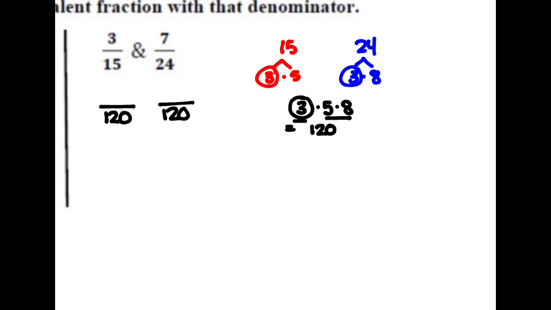So here we go. I'm looking at 15 first. I want to find a number that I times 15 by to get 120. When I find that number, I'll also times the top by it. Whatever you times by on the bottom, you have to times by on the top.